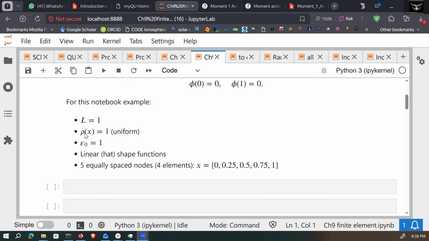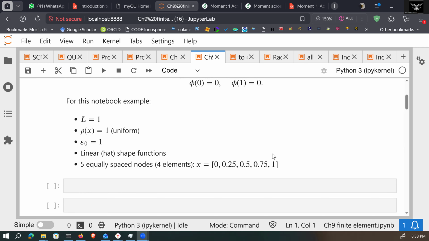We are going to, like I said, assume epsilon 0 is 1. The density is 1 for simplicity. Length 1 rod. And we are going to have 5 nodes, counting from 0 to 4. And when you have 5 nodes, that means you have 4 elements. From here to here, 1. From here to here, 2. From here to here, 3. And from here to here, 4.